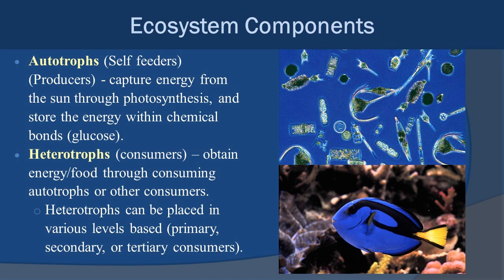Heterotrophs, on the other hand, are consumers. They do not make their own food, so they have to actually consume other sources of energy. Now, when we're talking about primary consumers, they're directly feeding on autotrophs or producers. So that would be like an elk or deer grazing on grass in a meadow. In the ocean, most primary consumers feed on phytoplankton, because phytoplankton is the most important primary producer in the ocean.